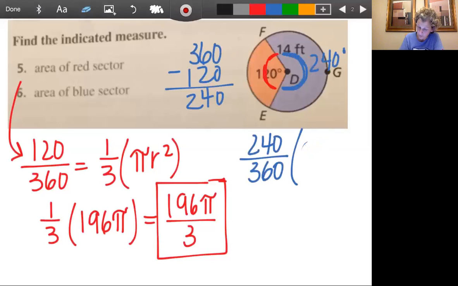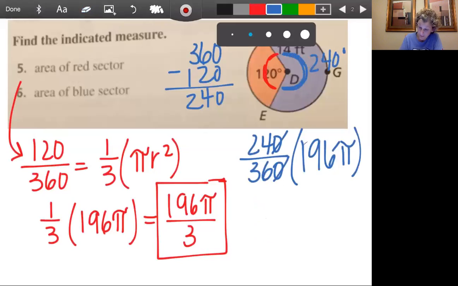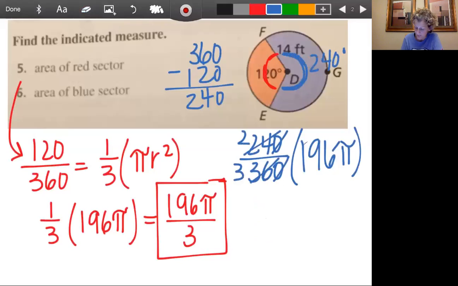Let's write that correctly: 196 pi. We already calculated pi r squared. And then once again, we simplify. You could divide by 10 to knock off those zeros, and then maybe divide by 6 to get 4 over 6. Oops, I can go one more time, my fault. We can go to 2/3 right here. Dividing by 12, 12 goes into 24 twice, and 12 goes into 36 three times. So we get 2/3 of 196 pi.